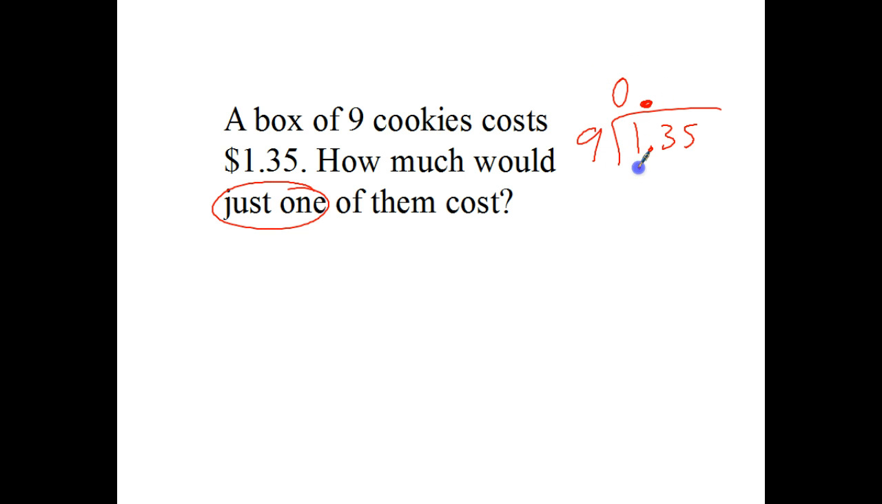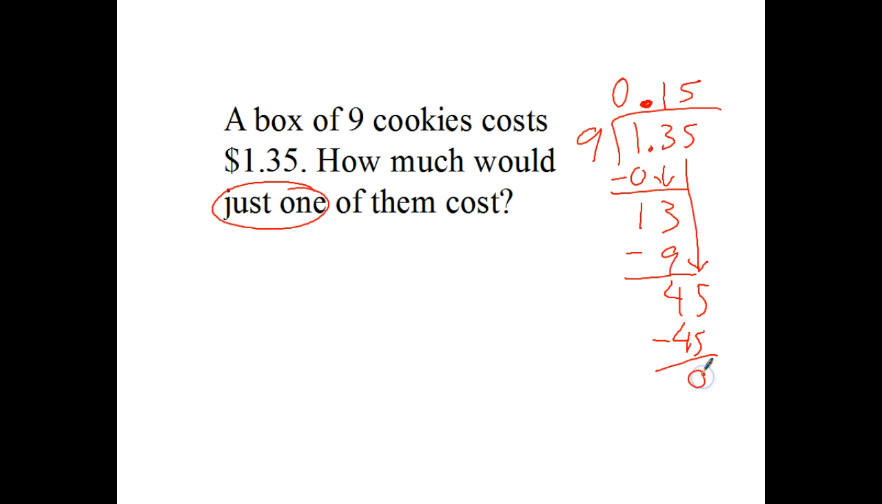There are no 9s in 1. There is one 9 in 13. Got a 4. When I subtract, bring down my 5. How many 9s in 45? 5. 5 times 9 is 45. I subtract, nothing left. The .15 is my final answer. 15 cents for each cookie.